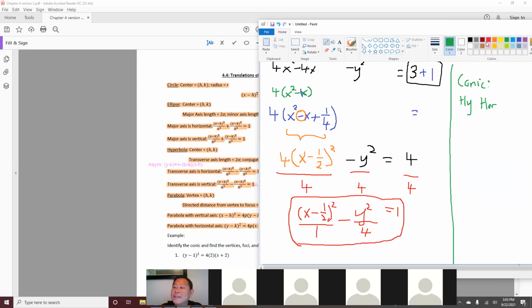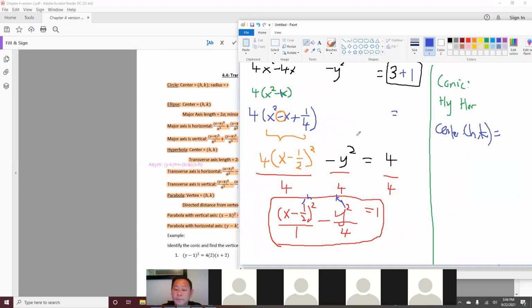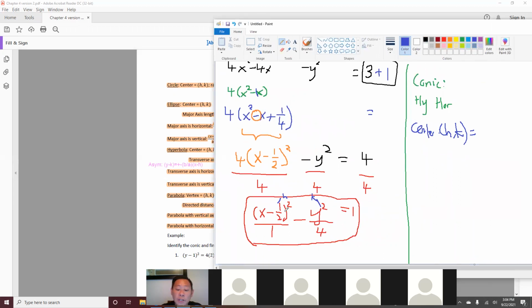So next you need to tell me the center. Okay, so the center in this case is HK, which is this is your H and that is your K. So what is your HK in this case? H is 1/2. K is 0 because there's no adding or subtracting. So this is how you figure out your HK, your center, 1/2 and 0.